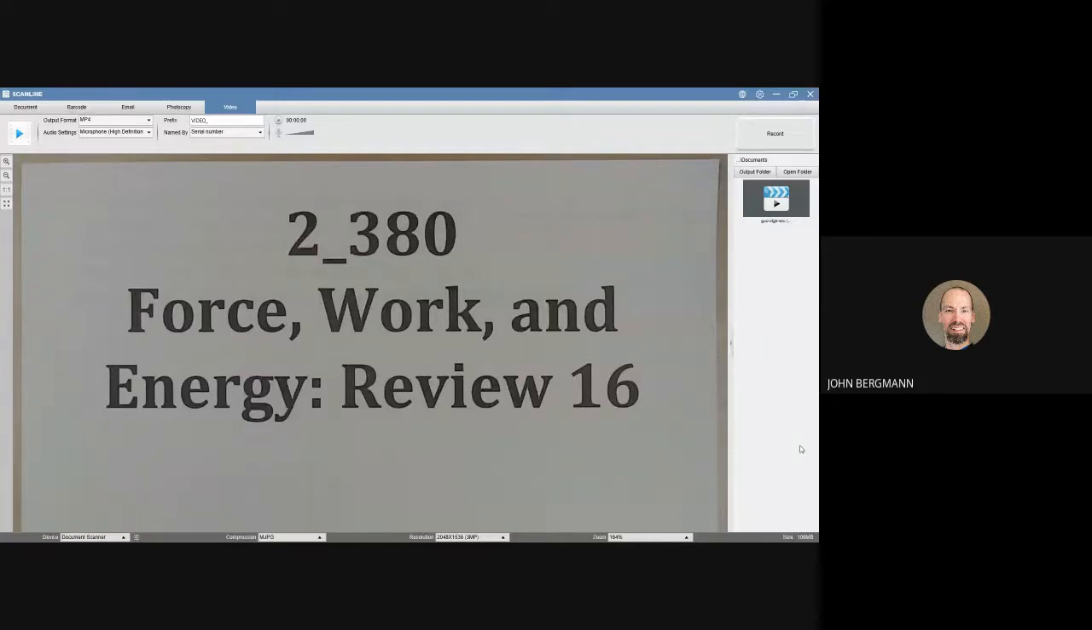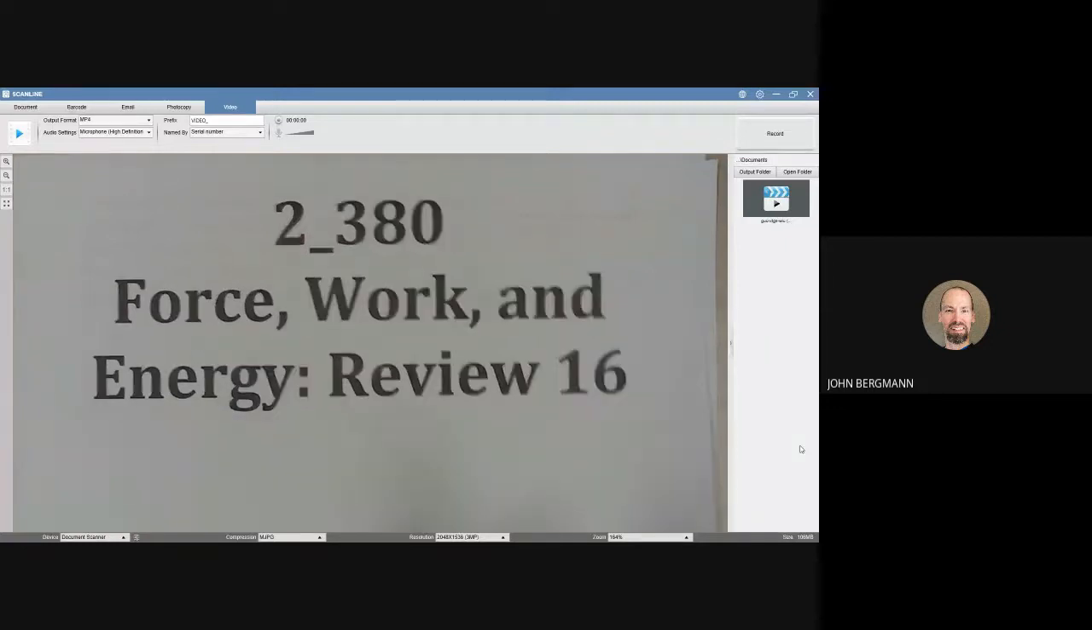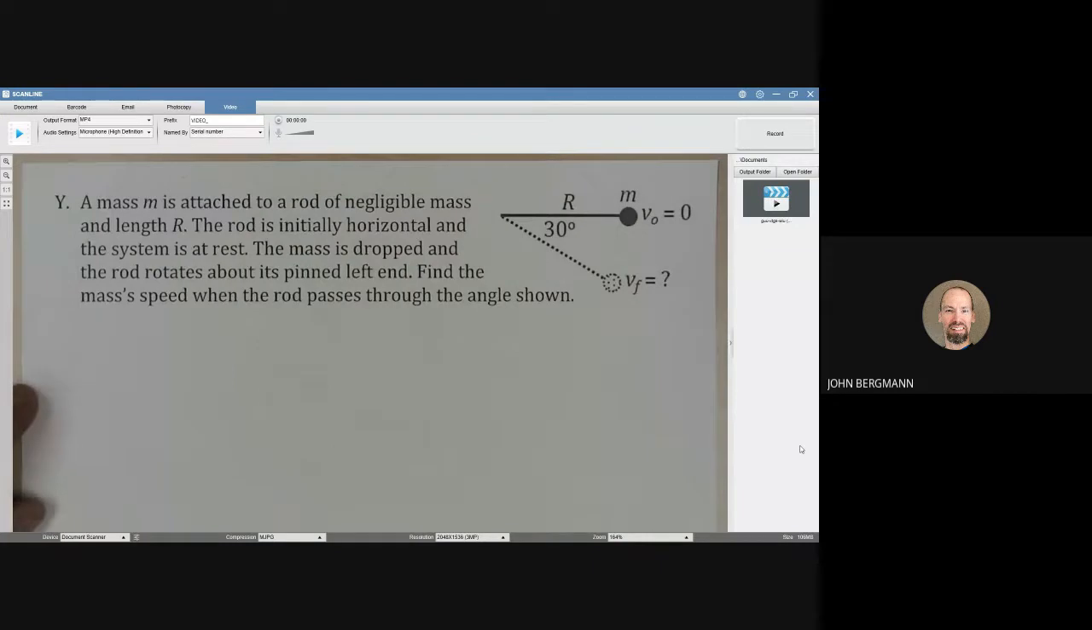Force, work, and energy review 16. A mass M is attached to a rod of negligible mass and length R.